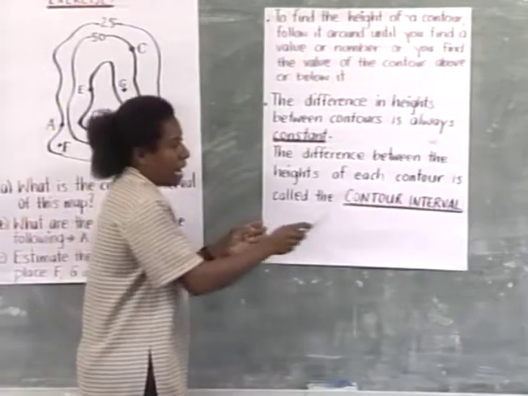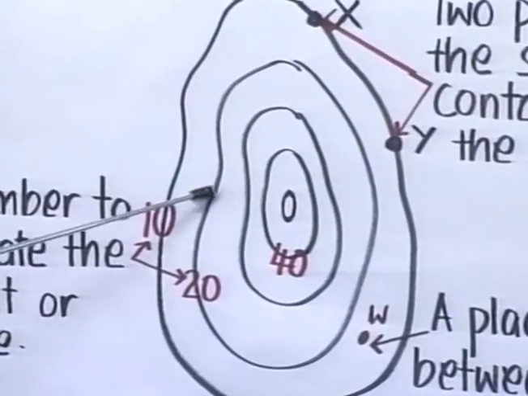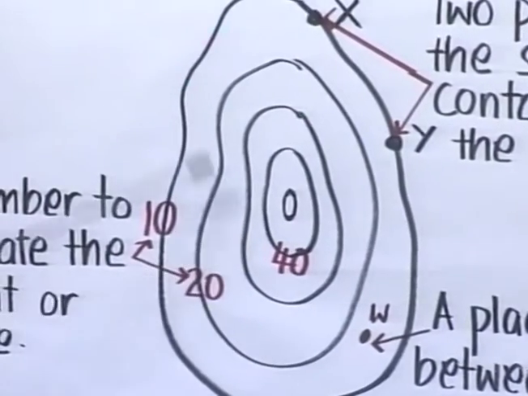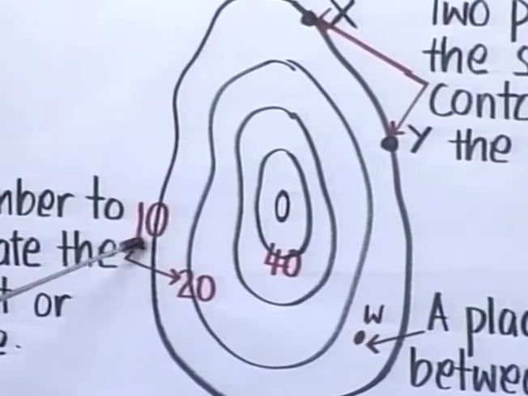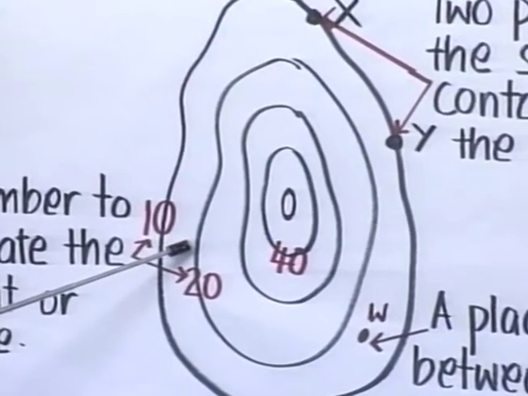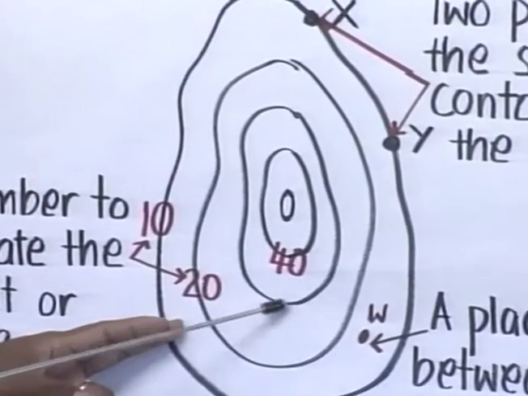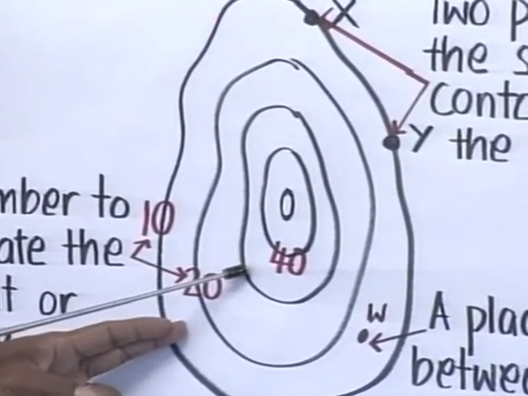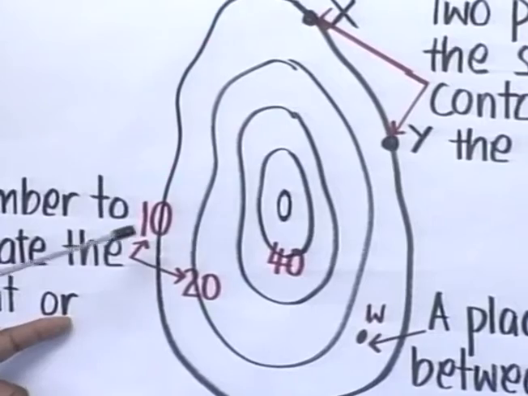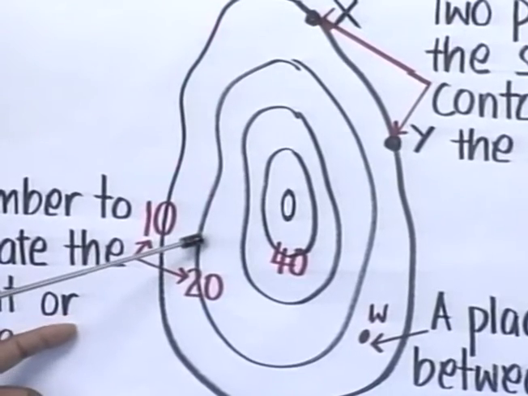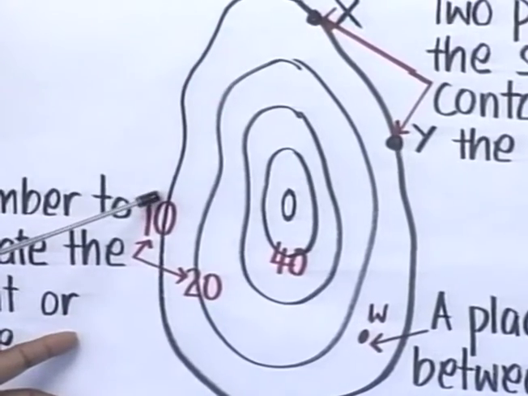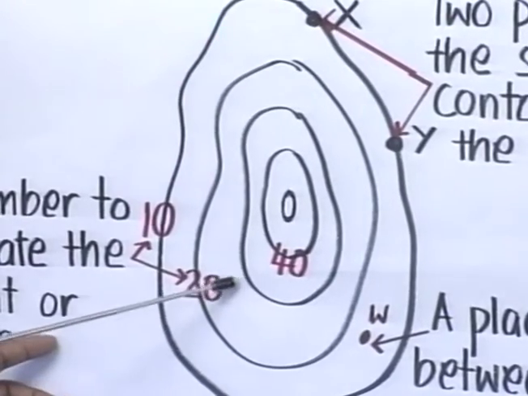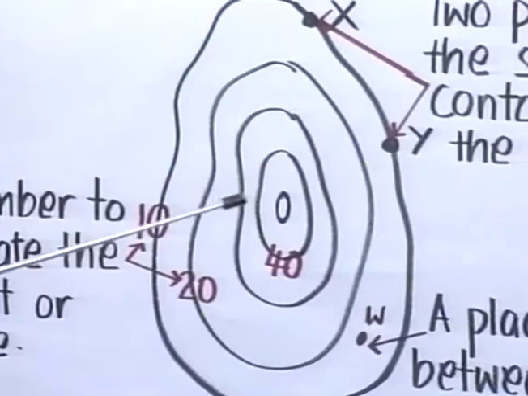The difference in height between one contour and the next must always be constant. If the interval, or the difference, is 10, then what do you think the value of this line will be? It will be 30, yes. And I know it is 30 because as I'm going up, the difference must be constant. It cannot be 30 and then 35. If I go 35, I'm breaking that consistency.